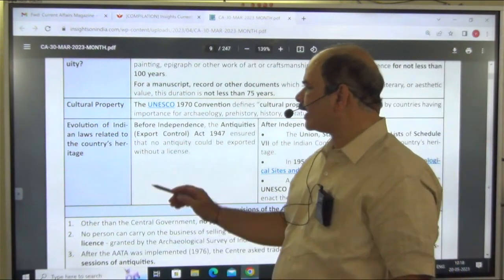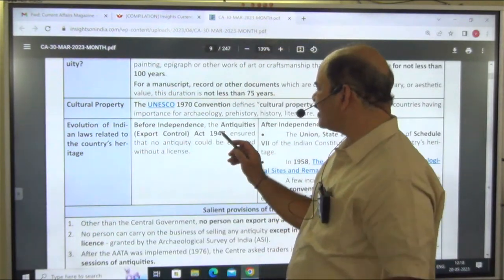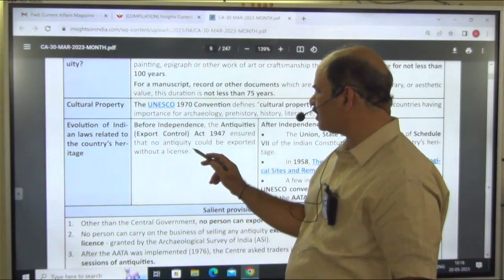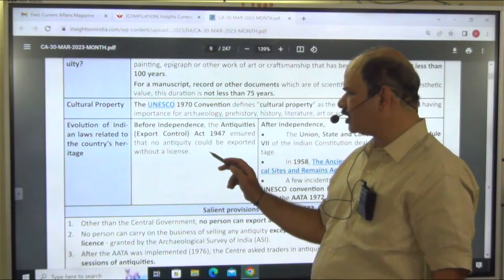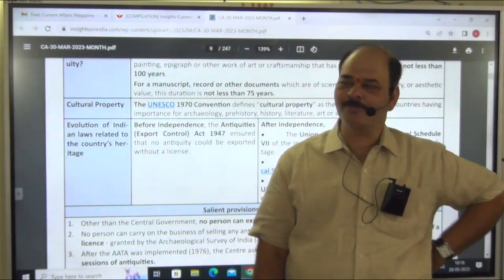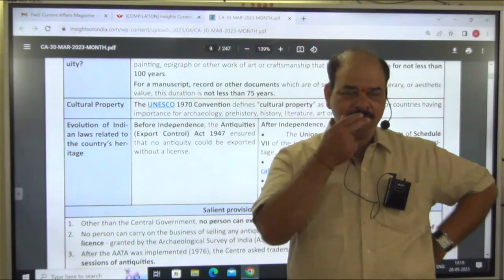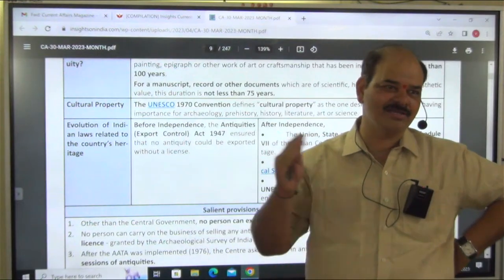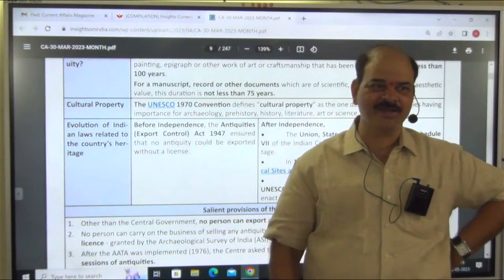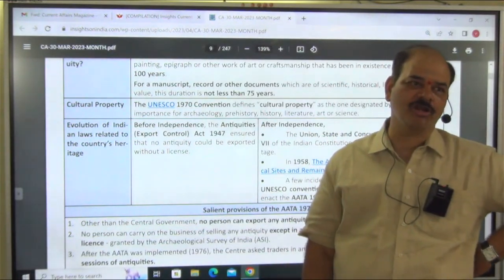Now, the evolution of Indian laws related to the country's heritage. Before independence, the Antiquities Act 1947 ensured that no antiquity could be exported without a license. That is very important. It is about smuggling. Time and again you will see in the newspapers that Panchaloha idols, which were to be transported to other countries, were caught, or the culprits were nabbed. So you cannot export them to foreign countries.